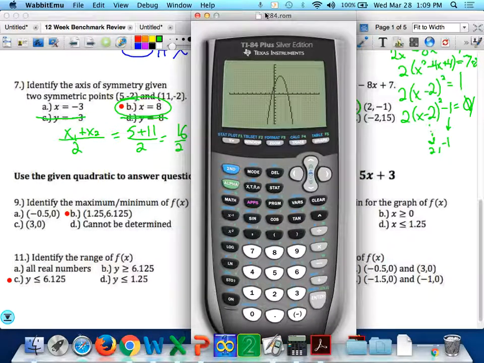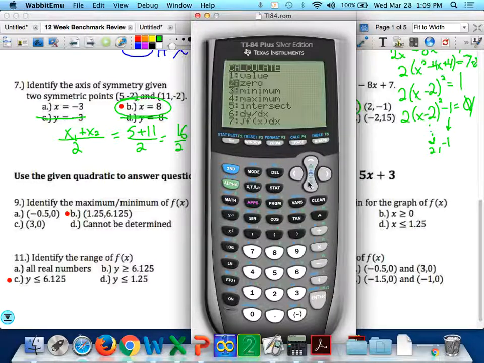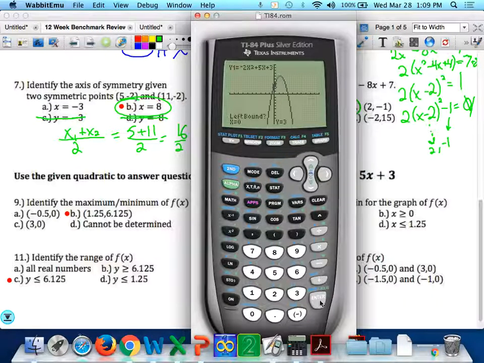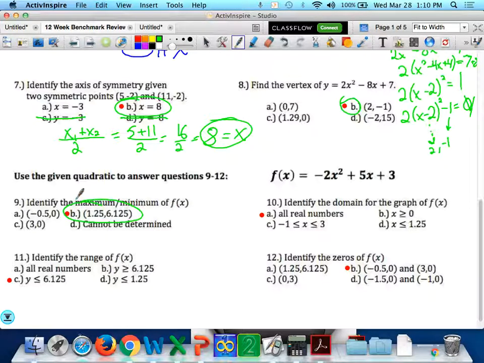Identify the maximum / minimum. Well, I can see that this one's a maximum, so I'm going to calculate it. Number 4 is our maximum, and we have to sandwich in that maximum. So you have to know what the maximum actually is. It's that top point. We want to be to the left of it. We press enter. Now we want to go to the right of it. So I arrow over. I'm to the right of it now. I press enter, enter. My maximum is 1.25, 6.125. We're going to need that going forward.